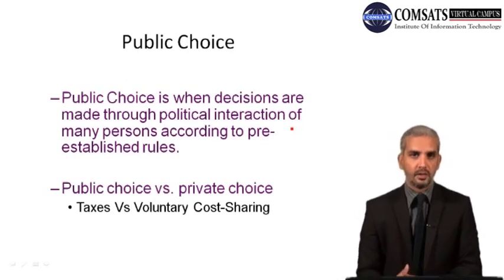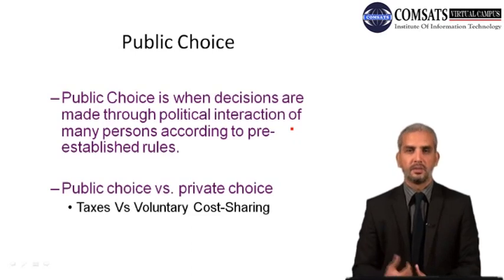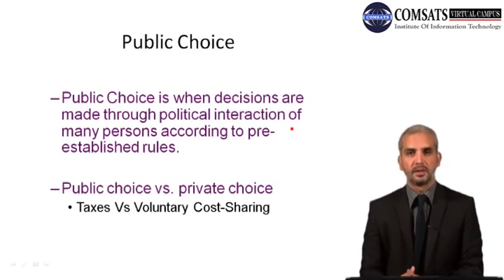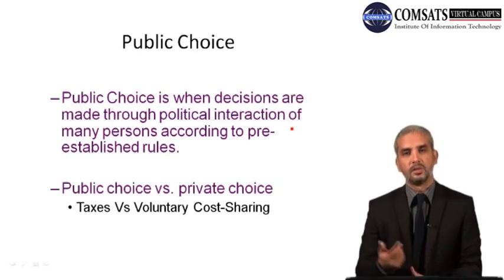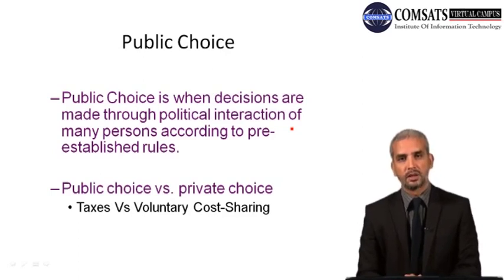But first I would like to summarize the 8th lecture, which is in terms of few definitions. I won't go into the deeper detail like we did in lecture 8. Public choice is when decisions are made through political interaction of many persons according to pre-established rules. Now these rules can be unanimous decision, majority rule, or different types of majority rules, and we will discuss the rules later on. And then there was public choice versus private choice.